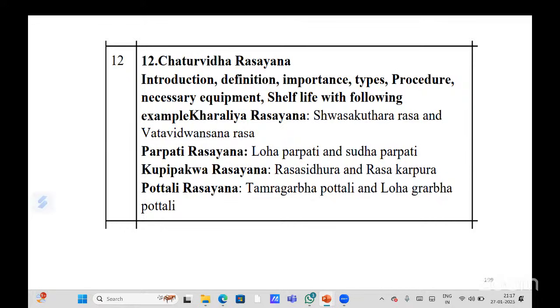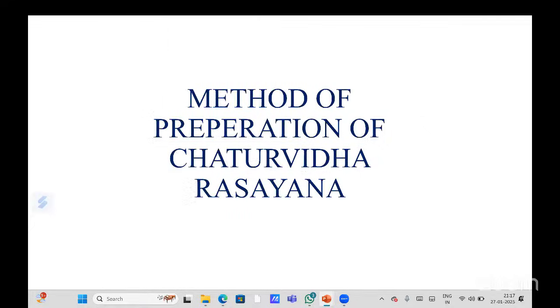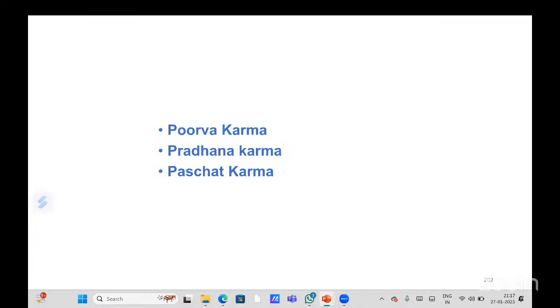Okay. So among the Chaturvidya Rasayanas, all are must-know concepts. So the method of preparation of Chaturvidya Rasayanas, you know that one. The individual procedures may be asked thoroughly.